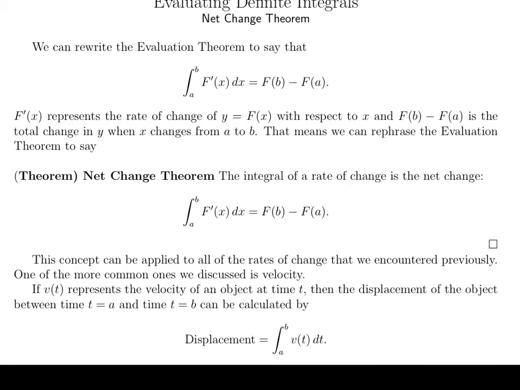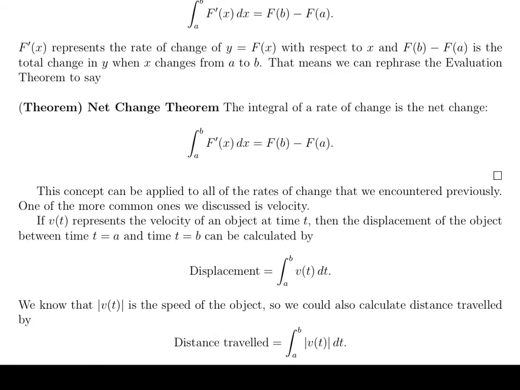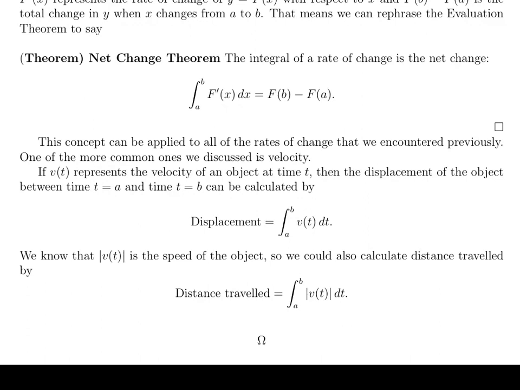There's one more thing that we can do with this. We can actually say that the absolute value of v of t tells you the speed of the object, so we can calculate distance traveled with an integral also. So the distance traveled is the integral from a to b of the absolute value of v of t dt. There's a subtle difference. We have displacement, which is calculated with an integral of v, and distance traveled, which is calculated with an integral of the absolute value of v. Okay, that's all for now.